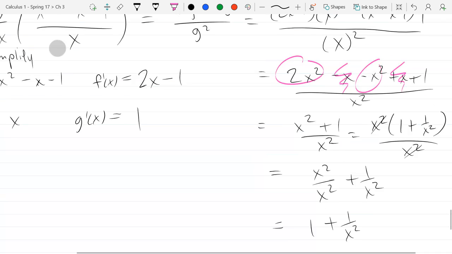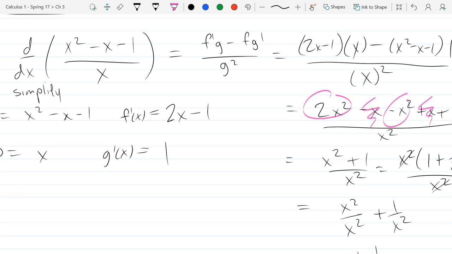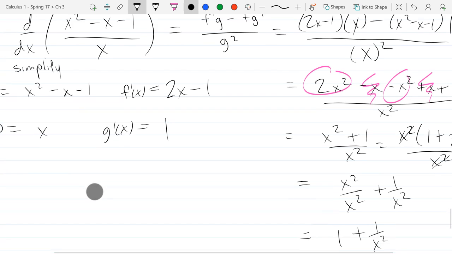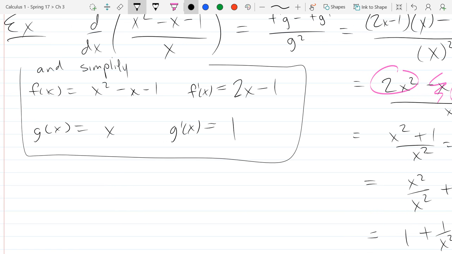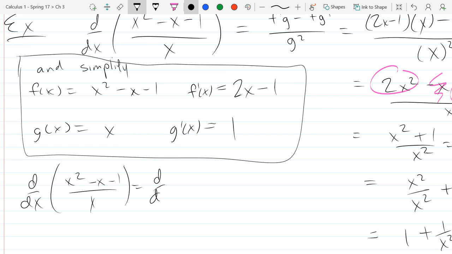Now my question is, could I have done some simplification or change around, just do algebra first? I could have done something really similar first, split this fraction up into basically three fractions added together. So let's do that instead. I'm going to put all this stuff away in a box because I'm going to write below it. So splitting this up, we have x squared over x minus x over x minus 1 over x.